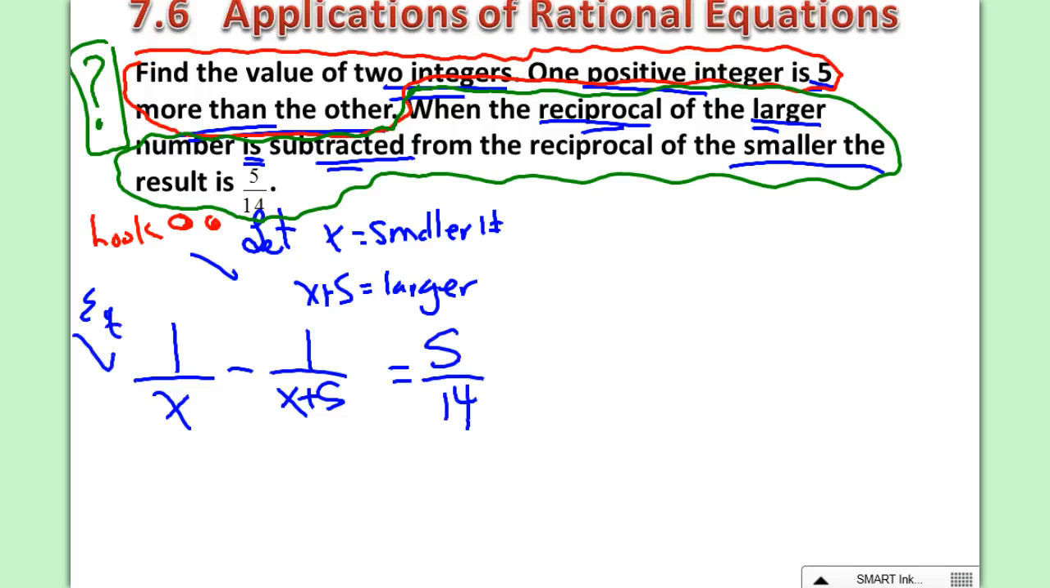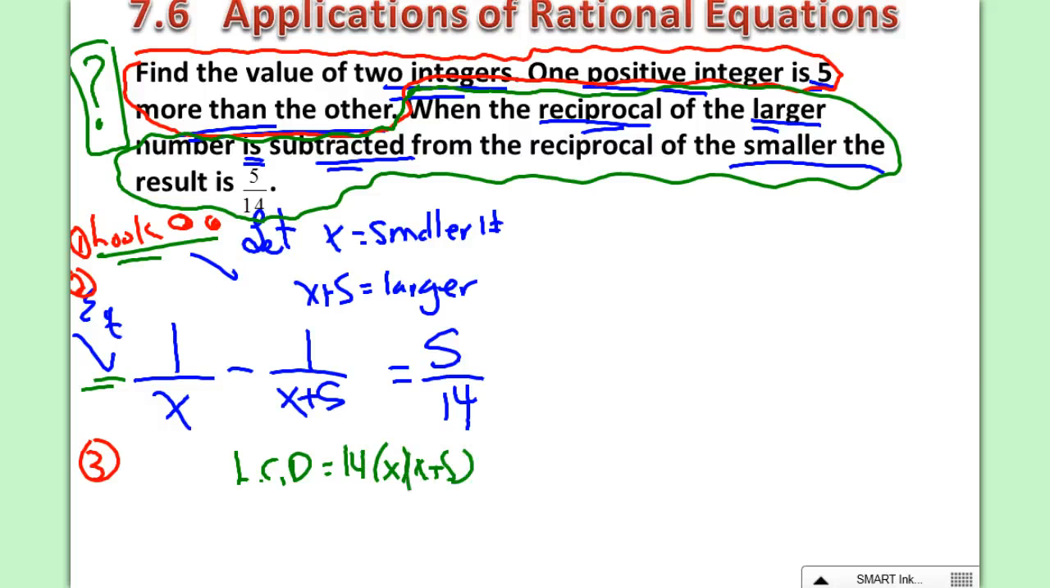Okay, so what are the steps? First step, make a let statement. What are you looking for? Second step, I got an equation. Guess what the next step should be? I think we need to solve, right? So step 1, step 2, and now we solve based on the skills we learned in 7.5. So I know my lowest common denominator is 14 and x plus 5.